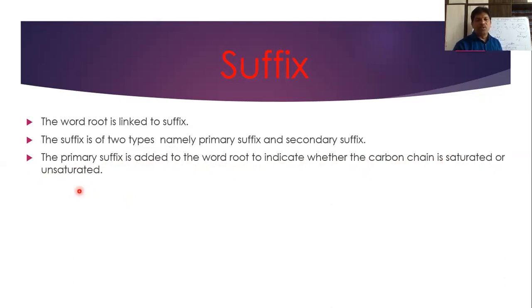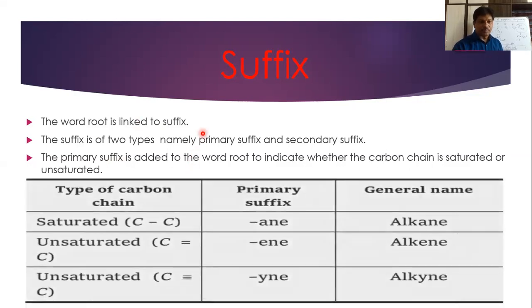To understand, we use what? Primary suffix. This primary suffix will be of different types. ANE, AN for single bonds between carbon atoms. ENE, EN for double bond between the carbon atoms. YNE, IN for triple bond between carbon atoms.